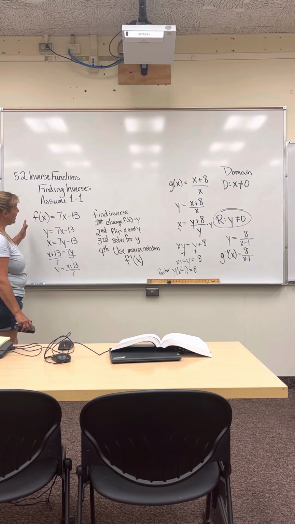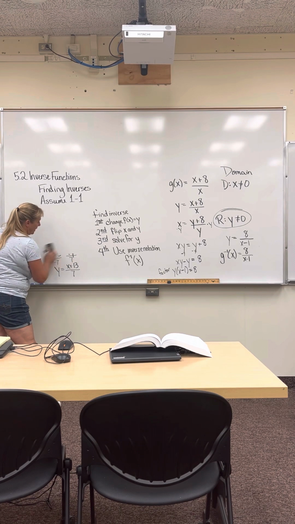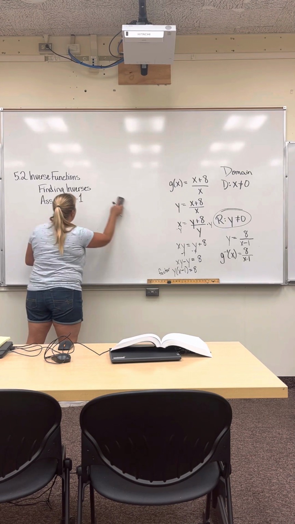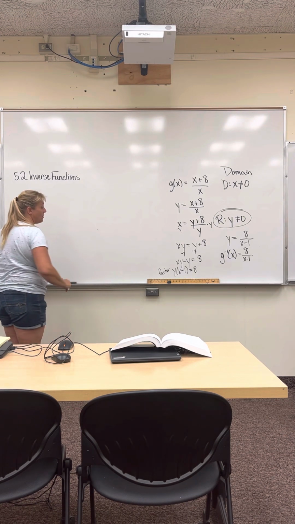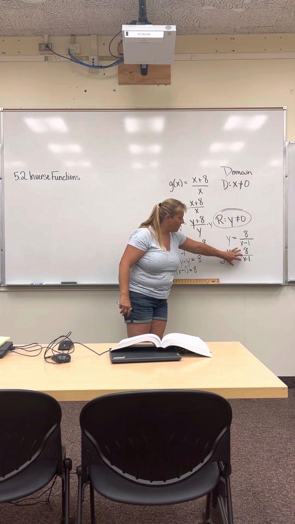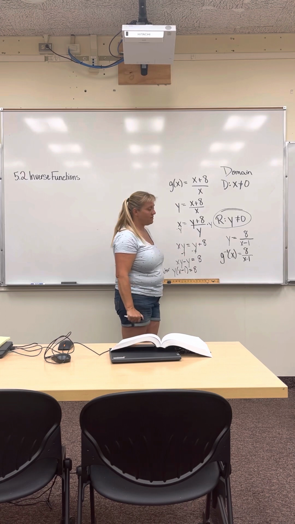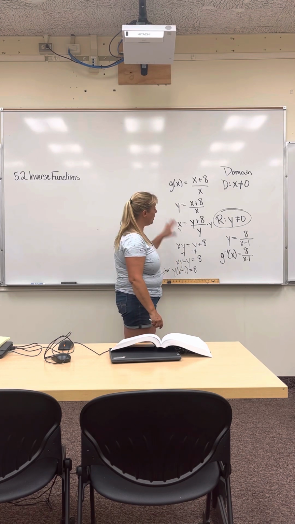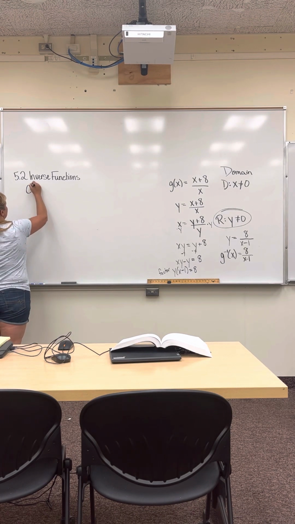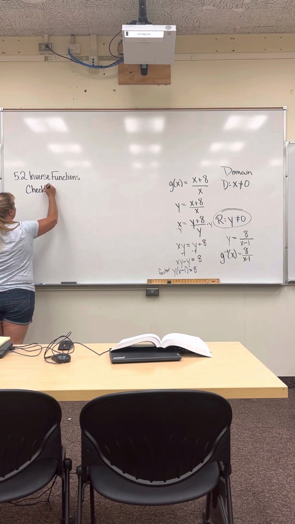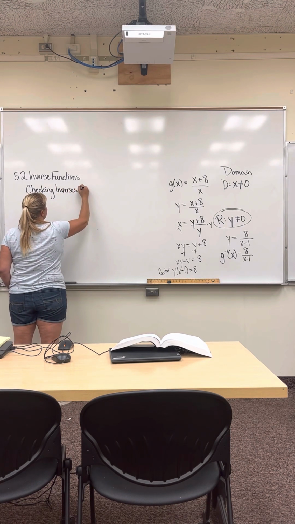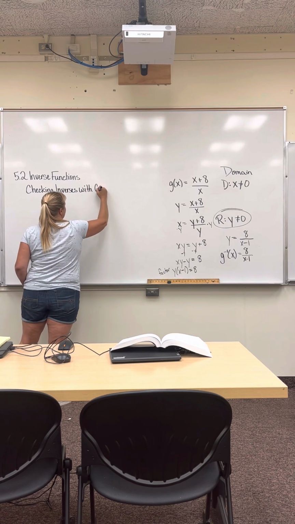Okay. So finding inverses. Now the last thing in this section would be to check if functions are inverses of each other. So let's say that you had this function and you have this function, but you're like, I'm not sure. I don't know if they're inverses. So we're going to check for inverses, and we do this with composition of functions.